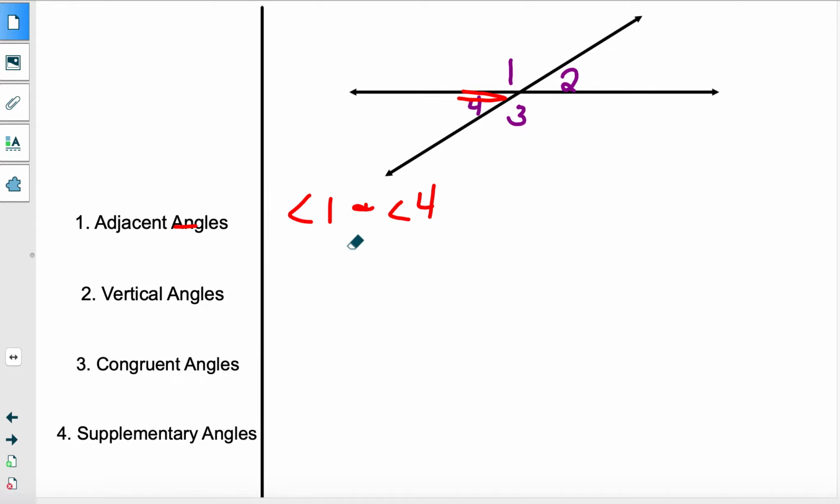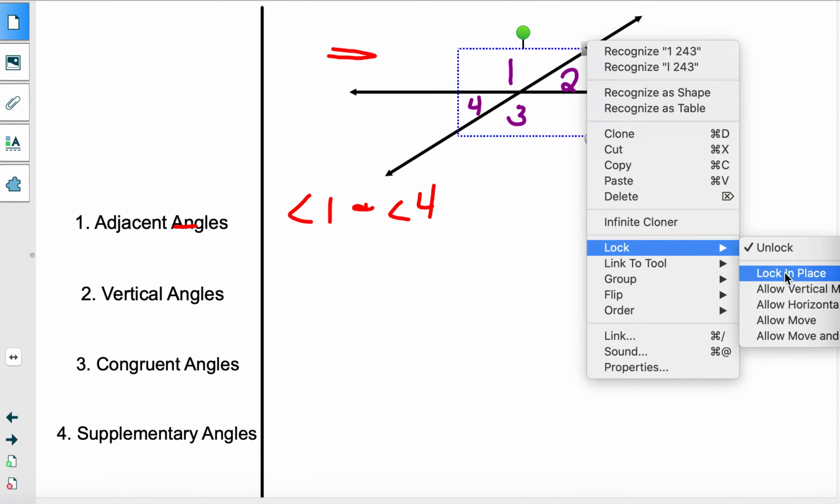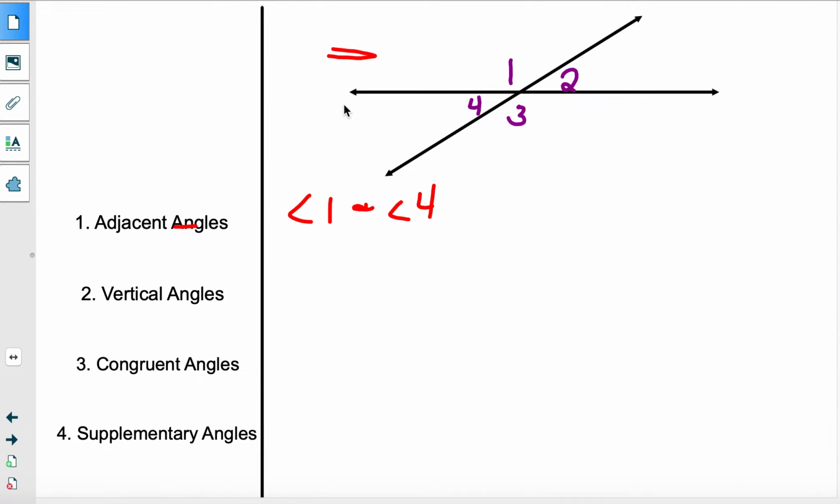adjacent angles and put them here. Then get me a set of vertical, a set of congruent, and a set of supplementary. Stop the video now. Come back when you are done. All right, let's take a look.